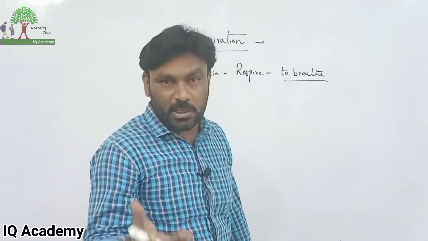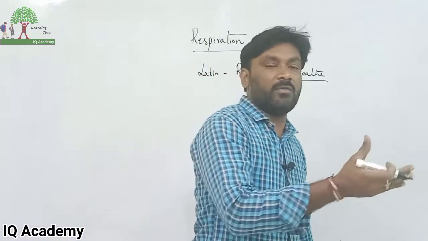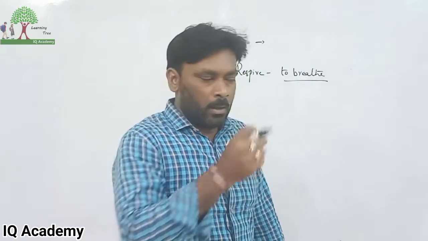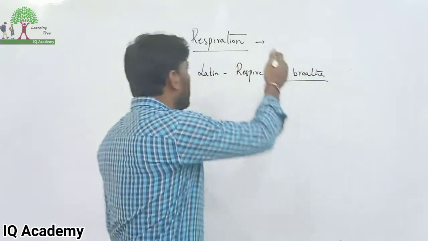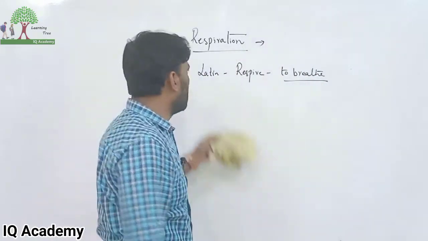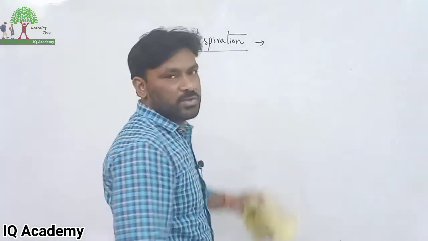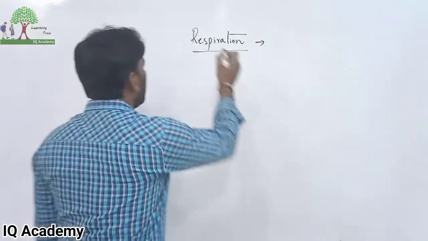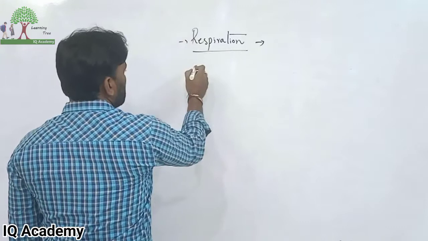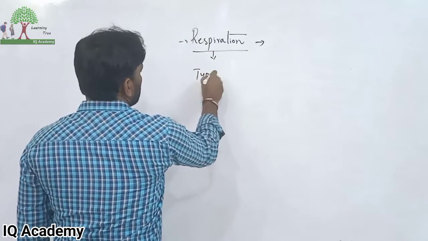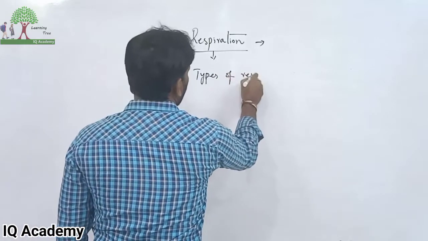Around us we can see a number of animals and living organisms. They have their own respiratory organs and they respire in their own way. Let's take an example of different types of respiratory organs and their respiratory parts. First, the types of respiration.